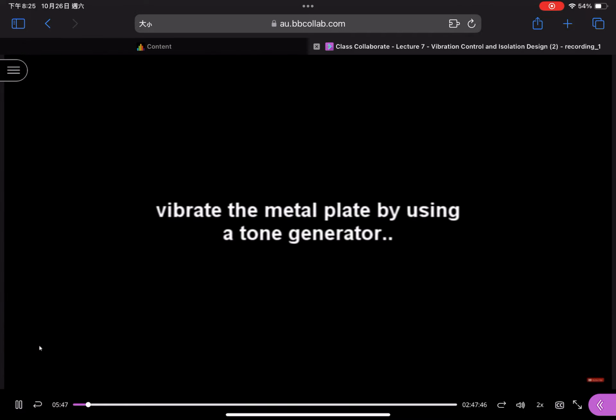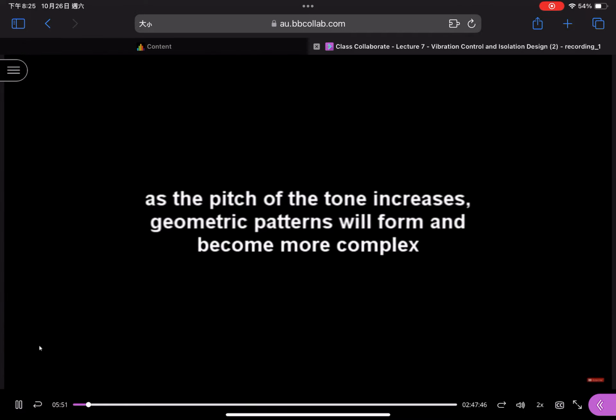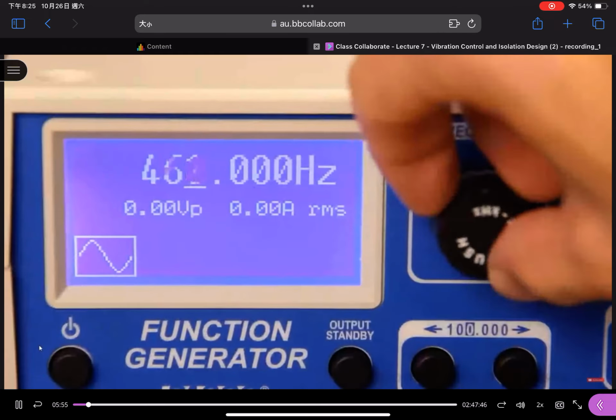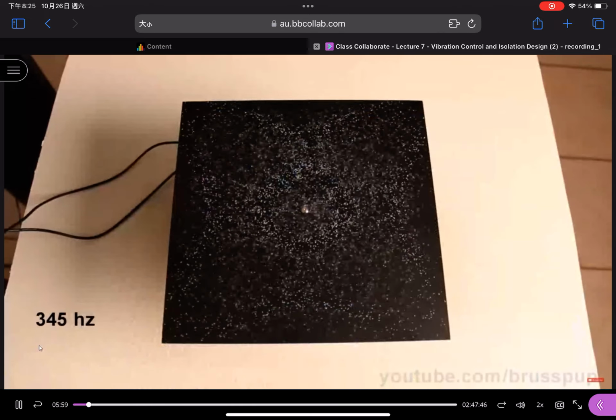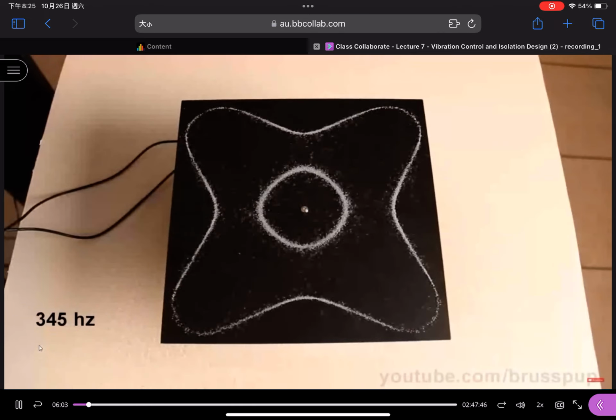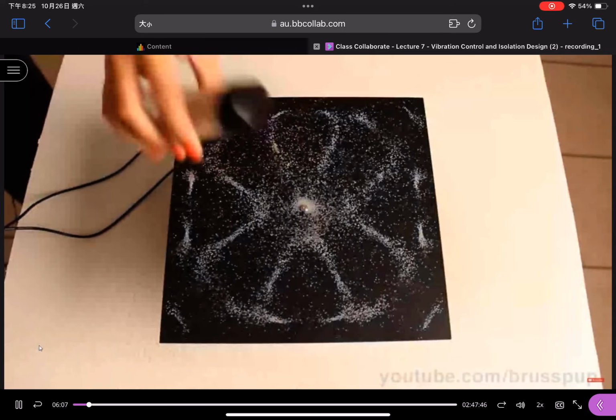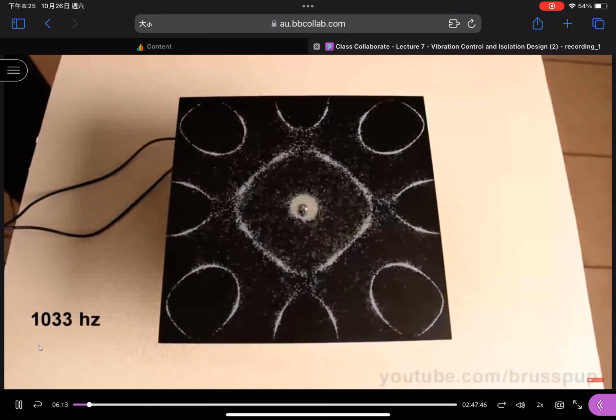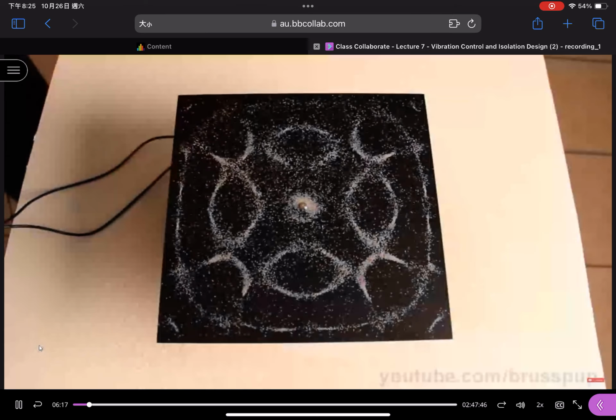Frequency. When we increase the frequency, you can see that the patterns could be different. We can generate different patterns on this plate when we adjust the frequency values. When we further increase the frequency values, different patterns are generated. This is the real situation of this plate under vibration effects.